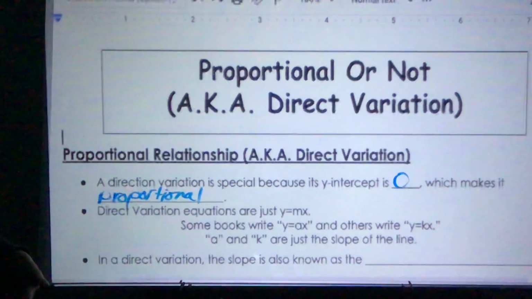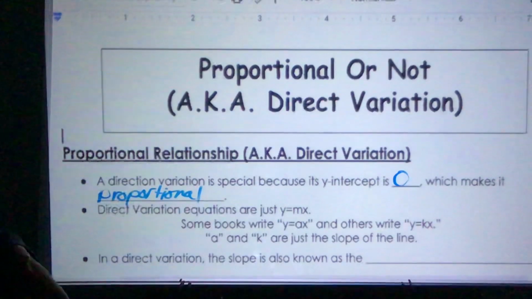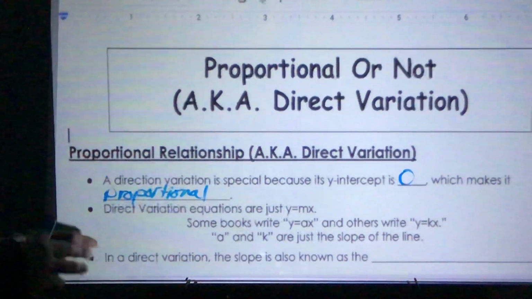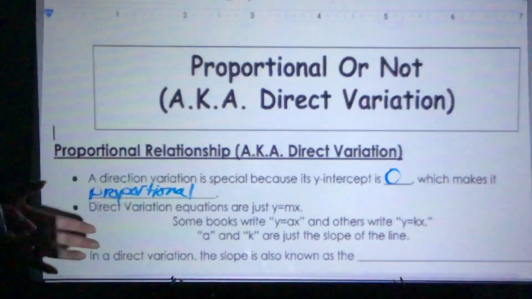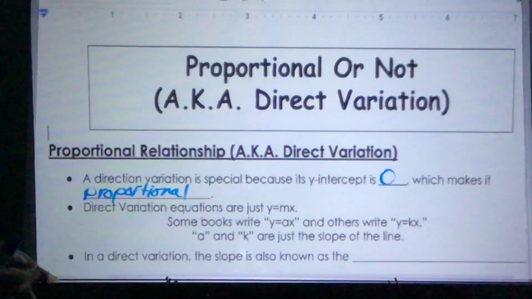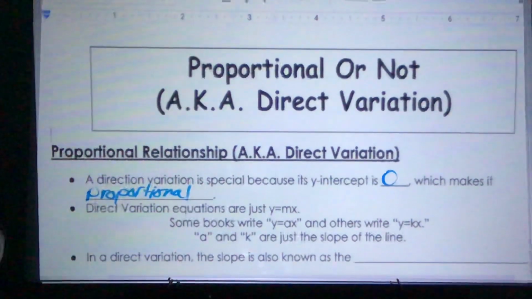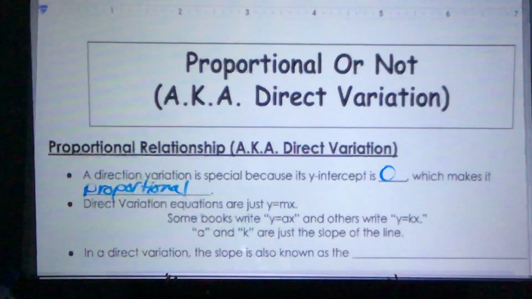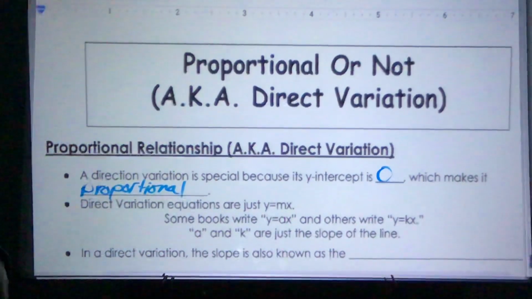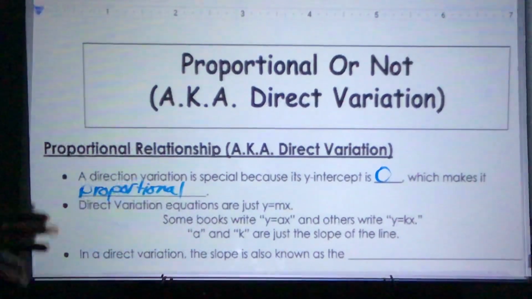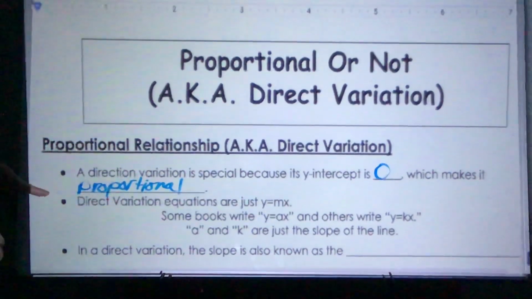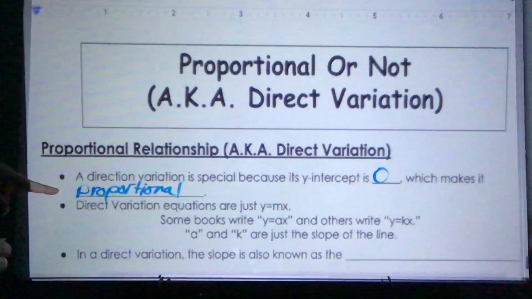But if you bought your tickets online, they charged an extra fee. That makes it not proportional because you're paying this extra fee. So if you bought 5 tickets and you had to pay an extra fee of $5, it would be $55. If you bought 8 tickets, it would cost you $85. It's not proportional. You can't divide by the number of tickets you got and get the same answer because of that extra amount. So when you see an equation where the b is 0, you know you have a proportional relationship.